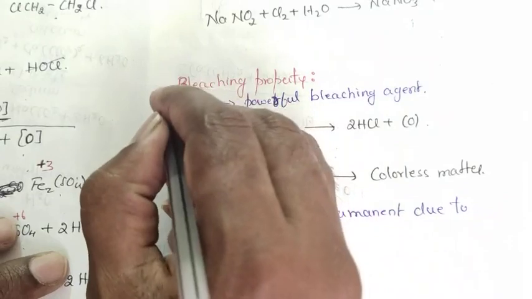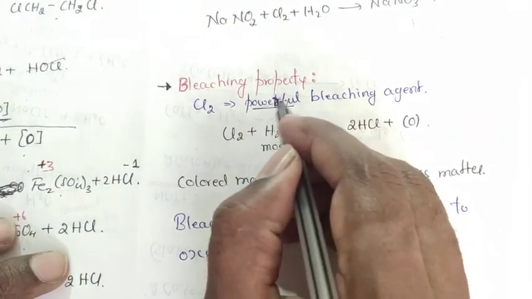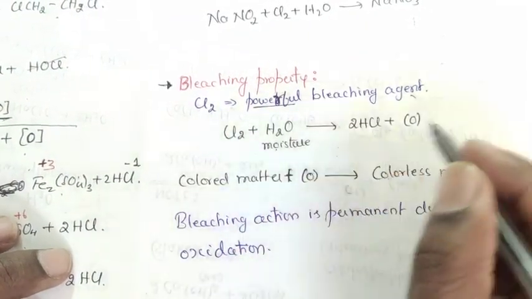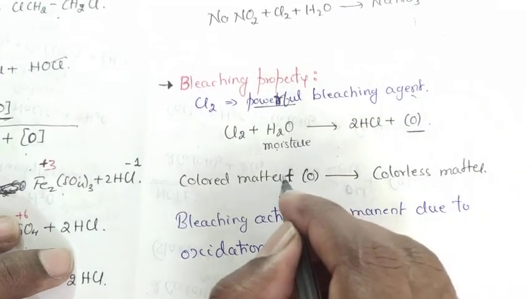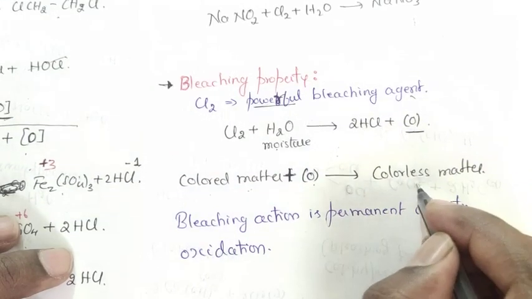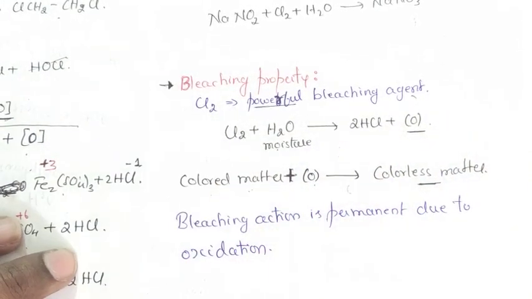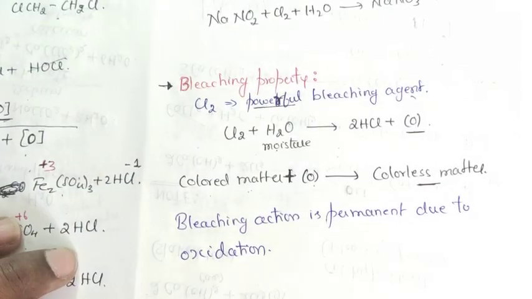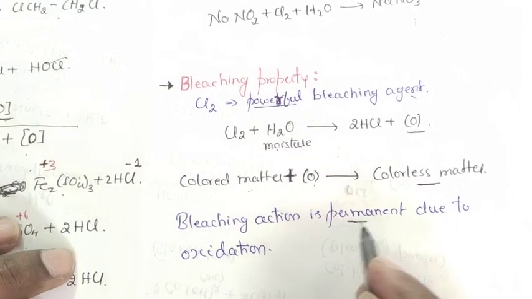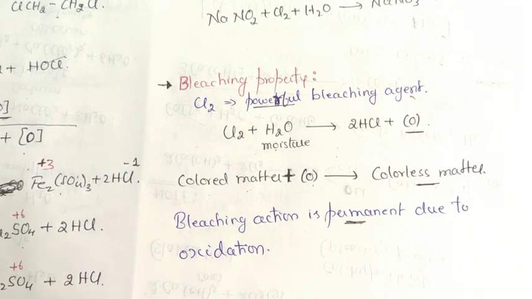Coming to the bleaching property concept. Chlorine acts as a powerful bleaching agent because whenever chlorine comes in contact with moisture, it liberates nascent oxygen. When this nascent oxygen comes in contact with the colored matter, the colored matter becomes colorless. And this colorless matter cannot be retained to its original color. It indicates that the bleaching action of chlorine is permanent, due to oxidation.